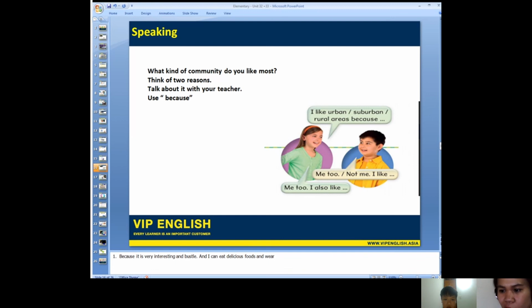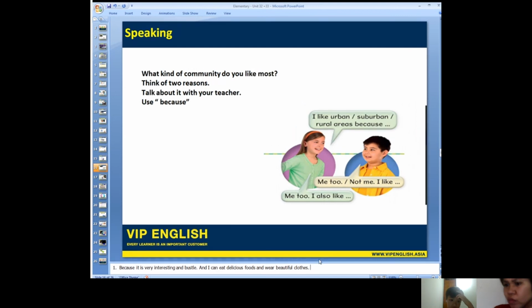Okay. Why did you say that you can wear beautiful clothes? So you're living in, I think, a suburb. Is your area a suburb area? Okay, so you can wear beautiful clothes when you're in a rural area. Is it because there are more malls in rural area and you can buy lots of clothes?